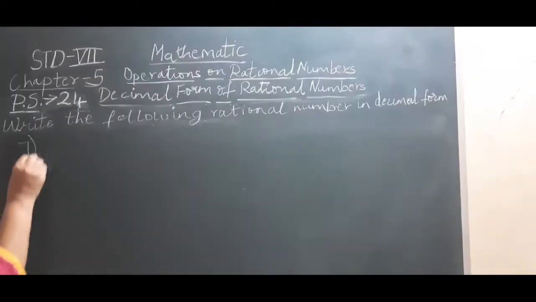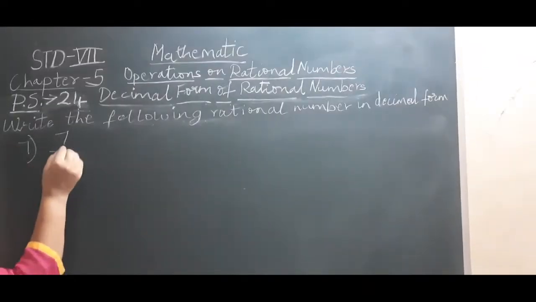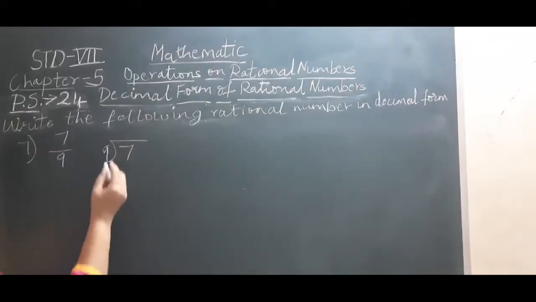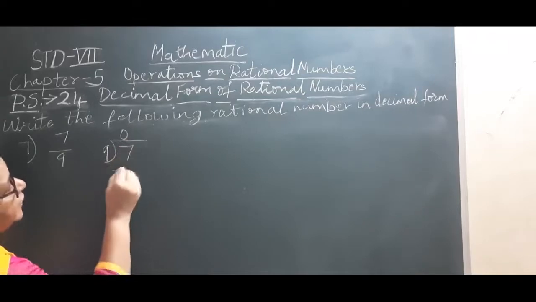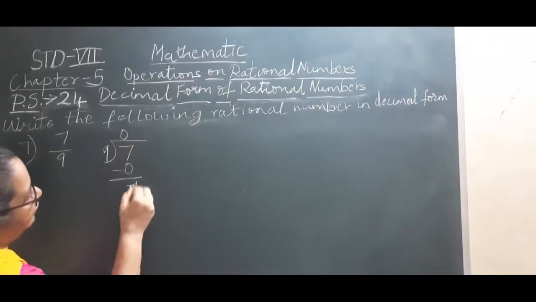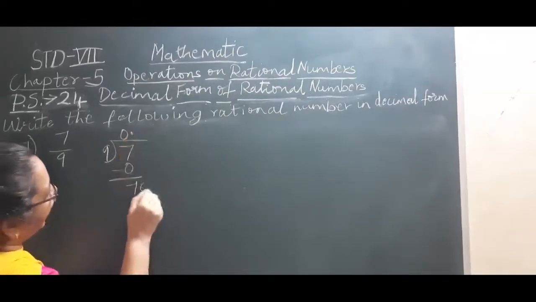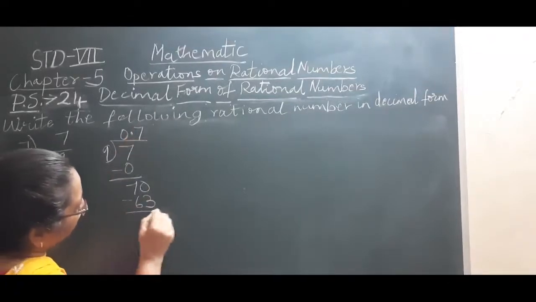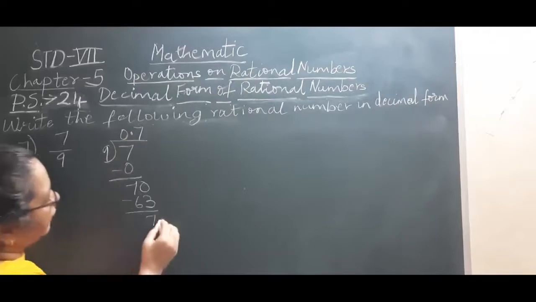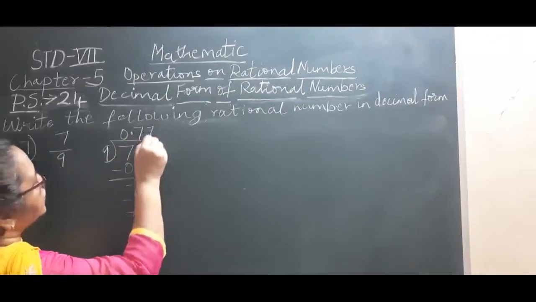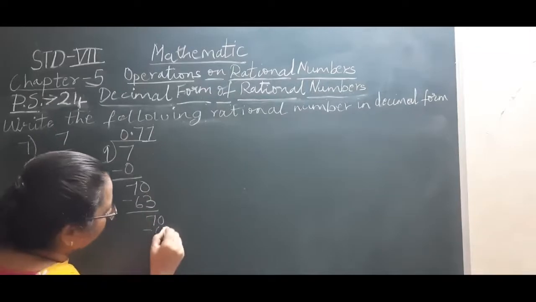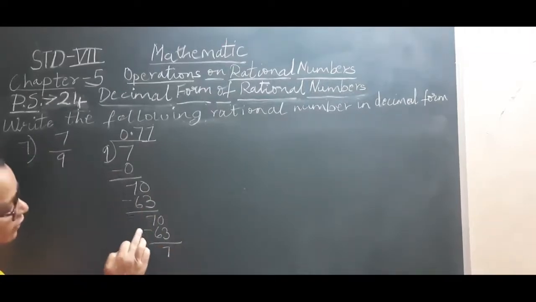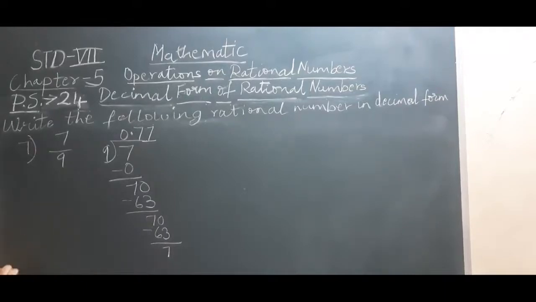Let's see the 7th one. The fraction given is 7 by 9. We have to divide 7 by 9, but we can't do it, so we are going to write a 0 here. Take 7 down, give a decimal and add a 0. 9 sevens are 63. Again the remainder will be 7. You can add a 0 here. Again 9 sevens are 63. Here again 7 is the remainder. You can see the 7 remainder is repeating again and again.